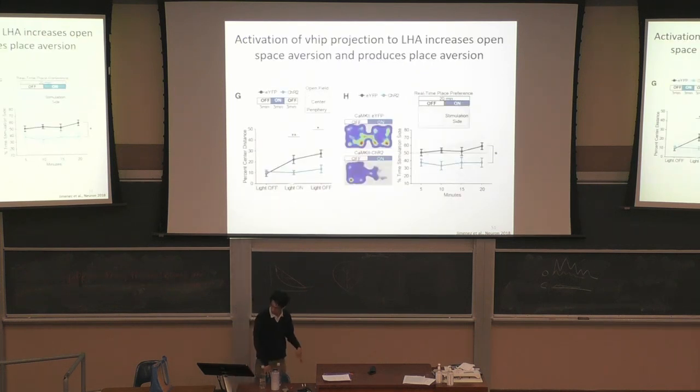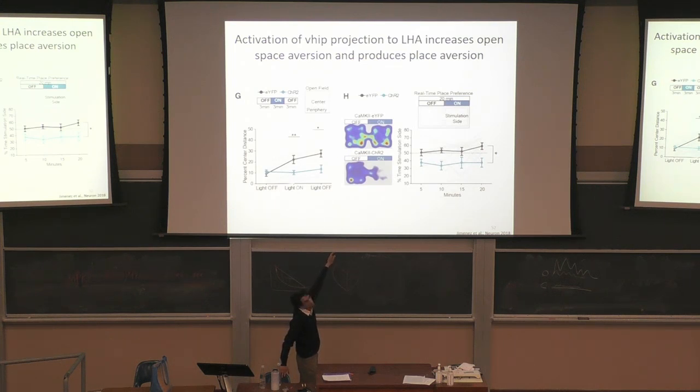But if you activate this pathway in the open field, you see that it produces a decrease in the exploration of the center of the open field. So activating this pathway produces more aversion to the open space, suggesting it increases anxiety.